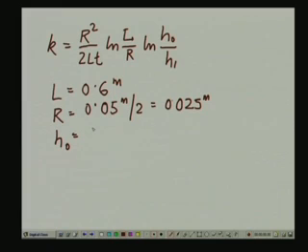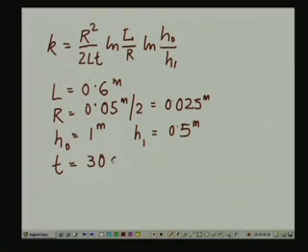is going to be 1 meter in our case, because the level of water inside the water well was initially lowered to a depth of 1 meter below the original water table by bailing out the water from inside the monitoring well, and H1 is 0.5 meter, and time taken for the water to rise from H0 to H1 is 30 seconds.